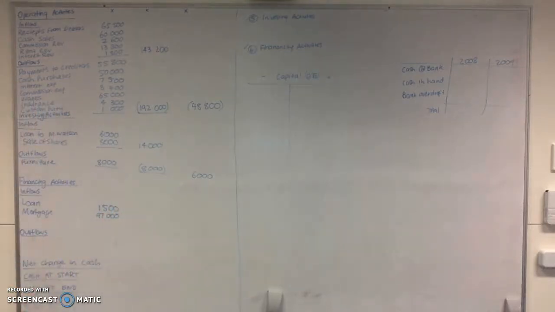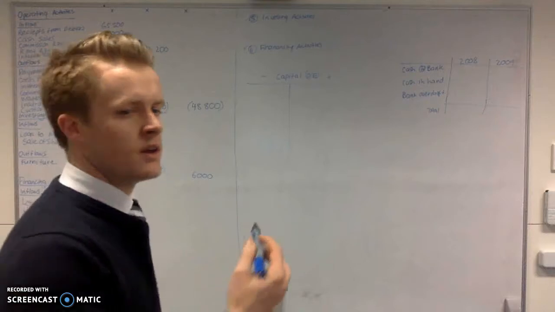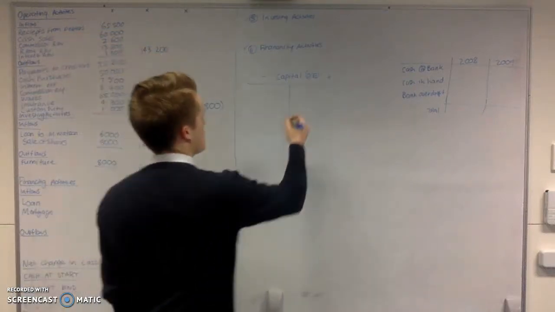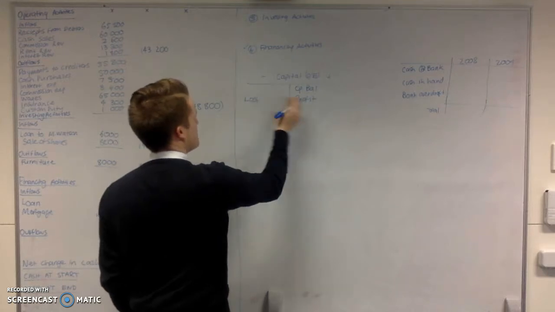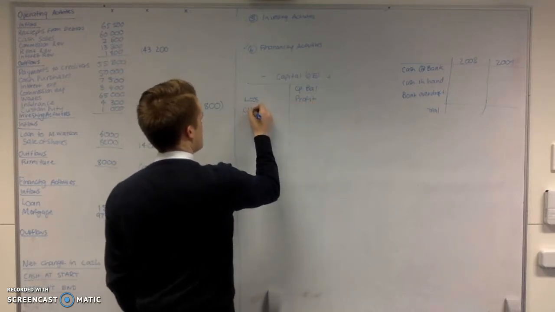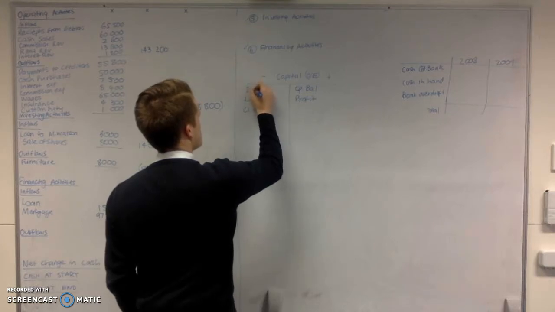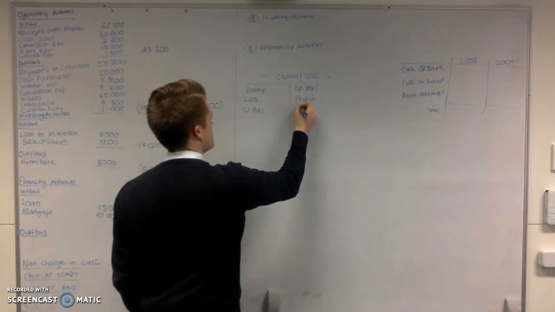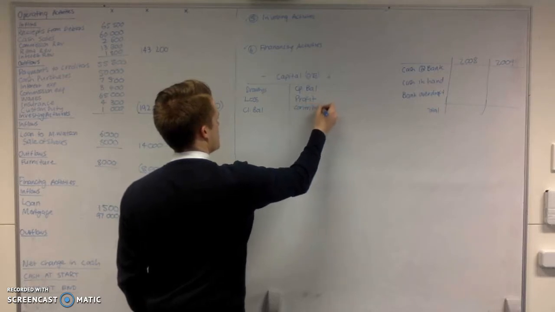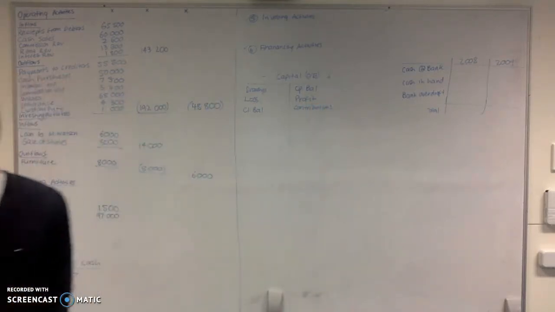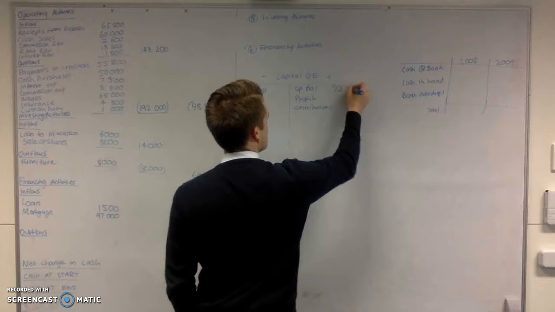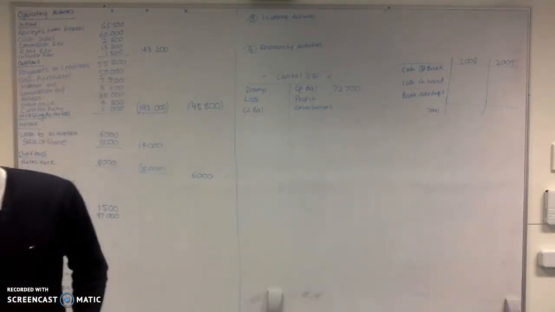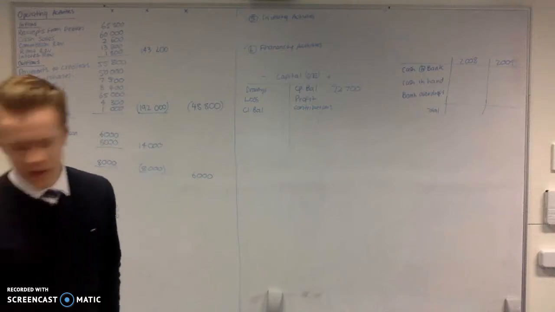Okay, so that's all the liabilities done. Now we need to do the reconstructing of capital. So what do we need for that? We need opening balance, profit or loss, depending on whether the business makes a profit or loss, closing balance, drawings, and capital contributions. The opening balance for capital during the period was, in 2008, $72,700. The closing balance was $29,800.